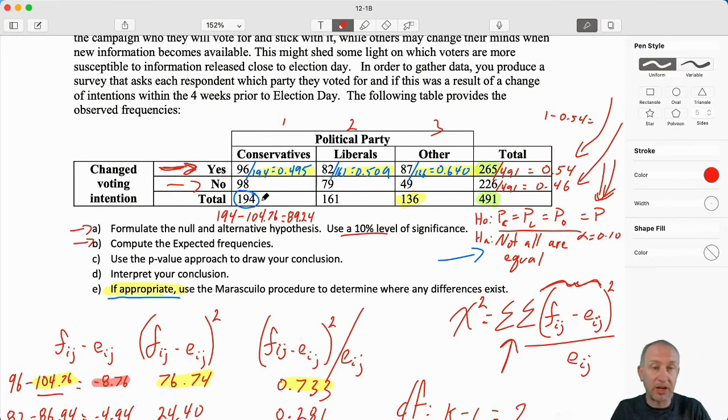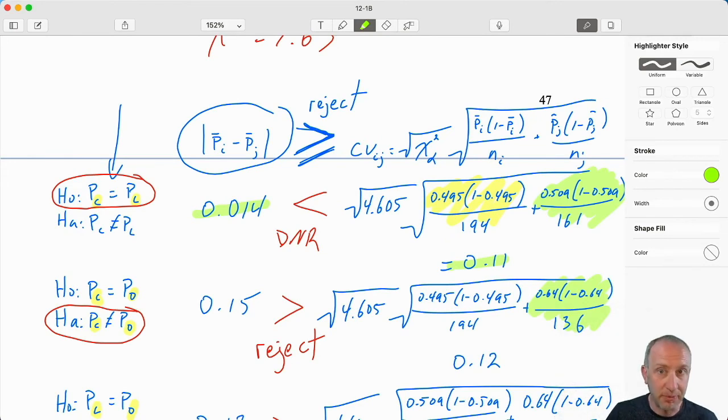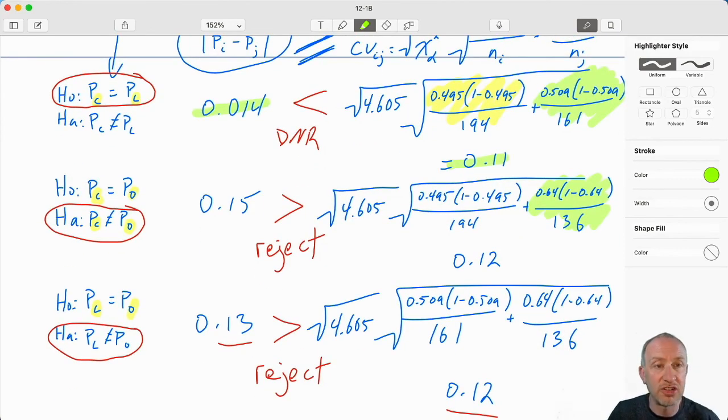So, among our three groups that we were initially looking at, those who voted conservatives, liberals, and for another political party, what we have found in all of this analysis is, the first test identified that yes, not all of them are equal. At least one of those groups had a different proportion of voters who changed their voting intentions. We then went through the Marascuillo procedure. We are unable to show any difference in the proportion of those who voted conservatives or liberals who have changed their voting intentions, but we did find evidence to show that the proportion of those who voted for another political party and changed their voting intentions within 4 weeks leading up to the election is different from both the proportion who voted conservative and liberal.